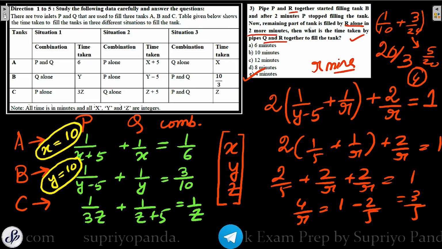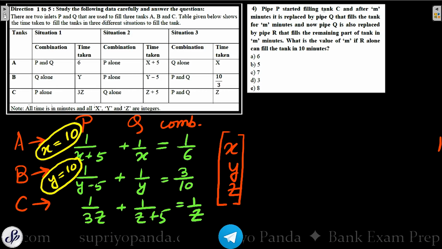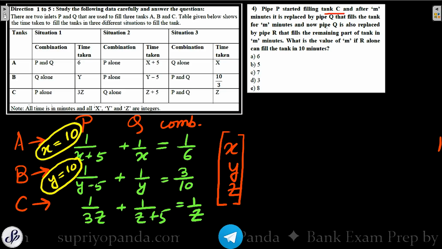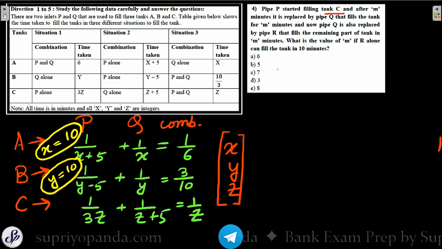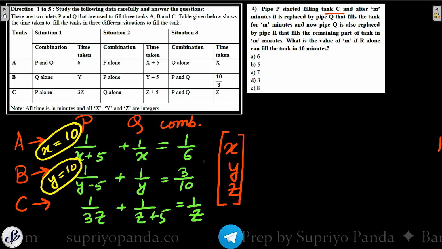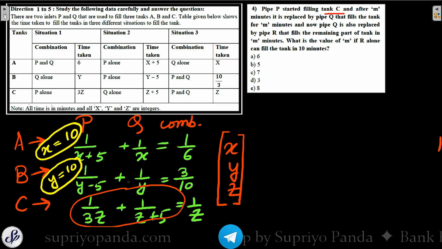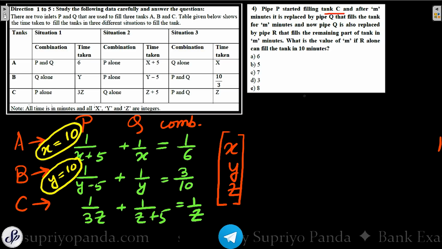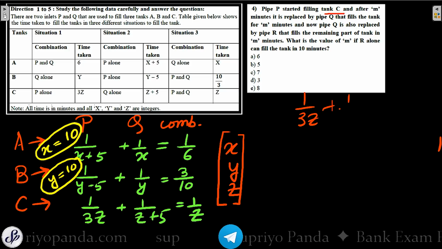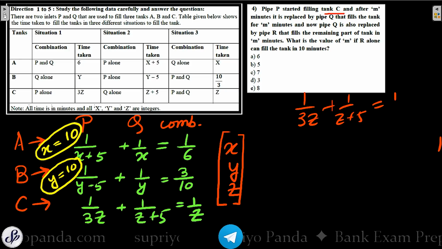Now let's move to question number 4. Question number 4 is talking about tank C and all the associated things about it. So we have to use the value of z. We are going to use this equation, the one for C, and solve it. So it is 1 by 3z plus 1 by z plus 5 gives you 1 by z.